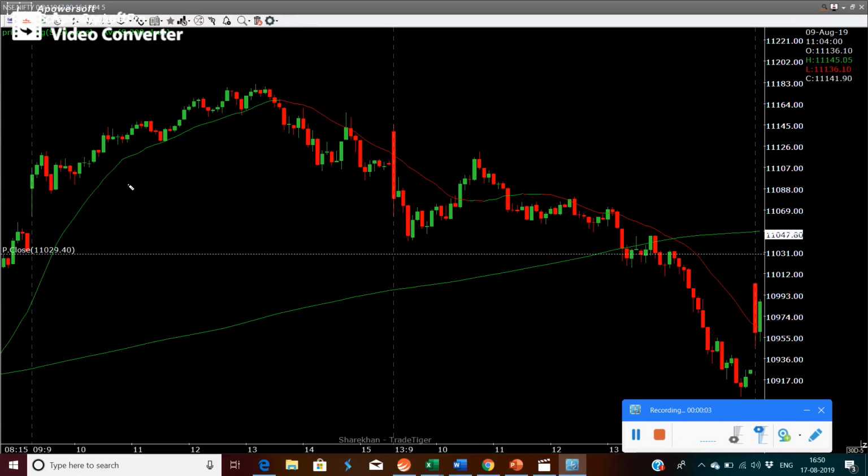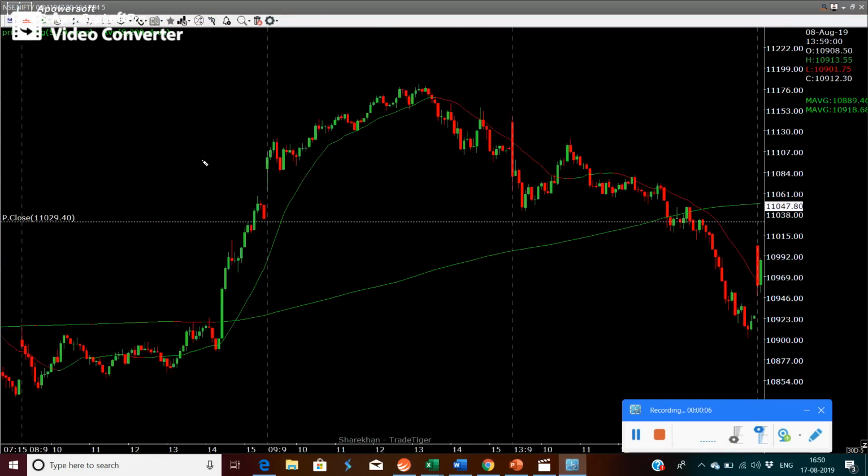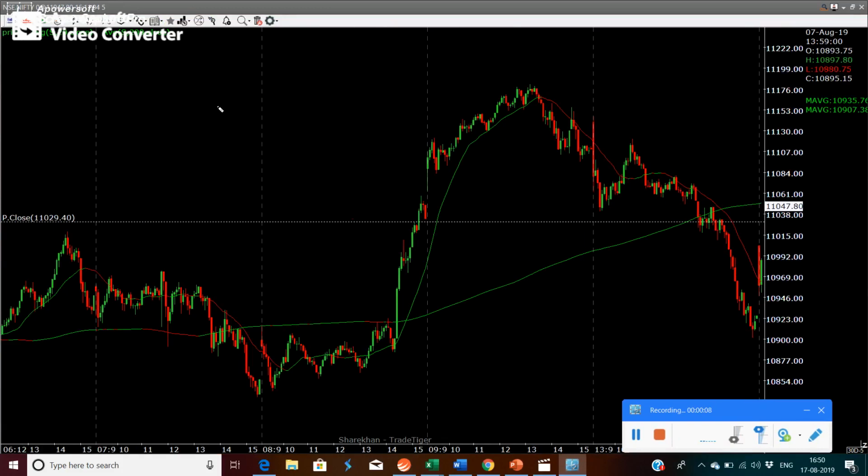Okay, so let's take a few examples of how to trade this once we map these moving averages on our chart. You can use this technique for intraday trading, swing trading, weekly trades, daily trades, or monthly trades. You can use this strategy on any kind of market: commodities, equities, futures, and options as well.